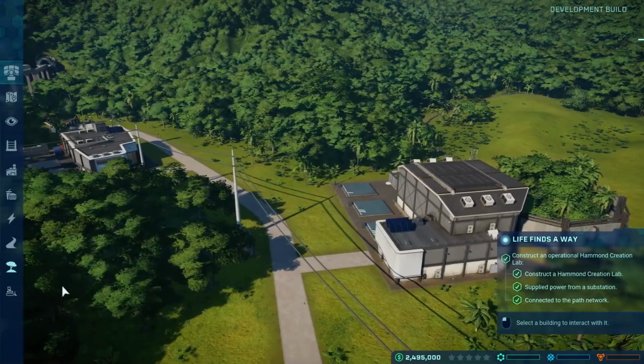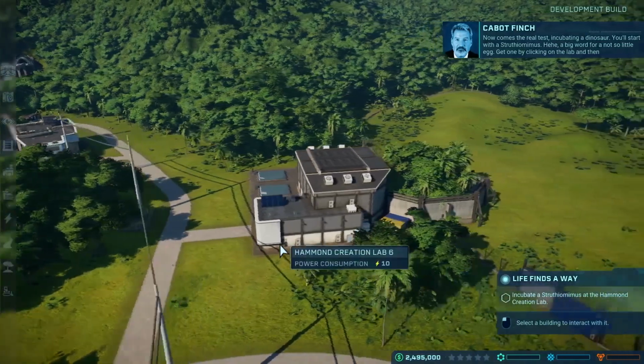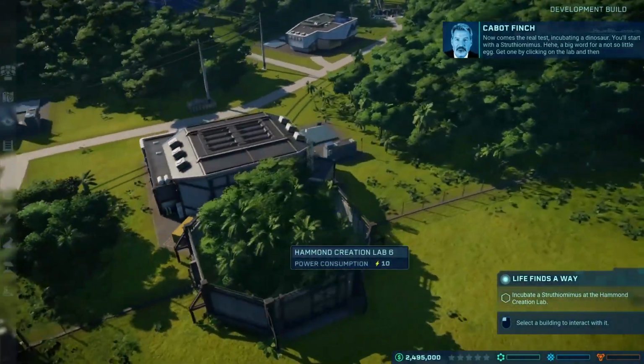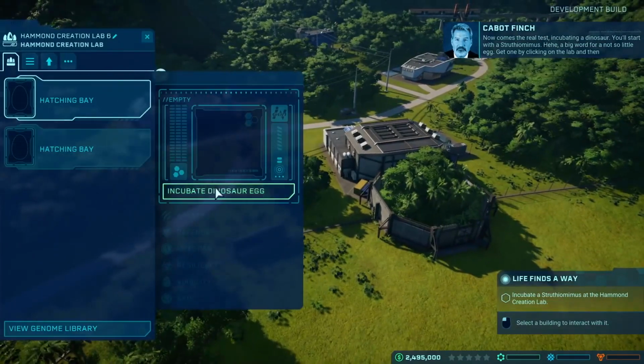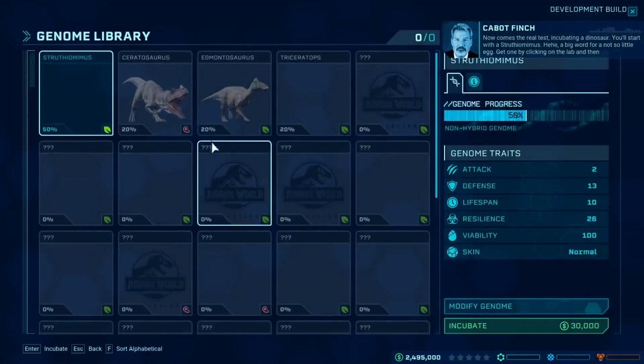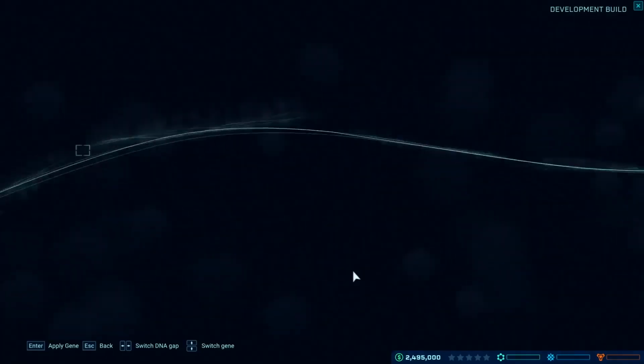Mine. Now comes the real test. Incubating a dinosaur. You'll start with a Struthiomimus. Big word for a not-so-little egg. Get one by clicking on the lab and then selecting an egg slot. There should be enough genome data for a viable dinosaur. This also lets me evaluate your viability. So, no pressure or anything.